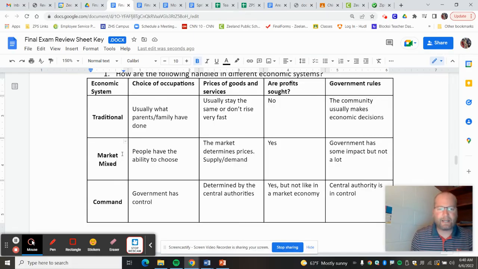And lastly, the command economy. That's where the government has control or complete control. Prices of goods and services, that's set by central authorities or the government. Are profits sought? Yeah, maybe the government wants them to seek profits, but not like in a market economy. More of the goal there in a command economy is to make sure that everybody's got a job and everybody's got equal stuff, equal health care, equal education, equal amount of money that they can spend. And then the government rules, yeah, the central authority, which typically is the government, is in complete control.